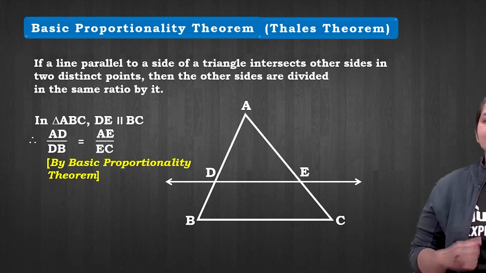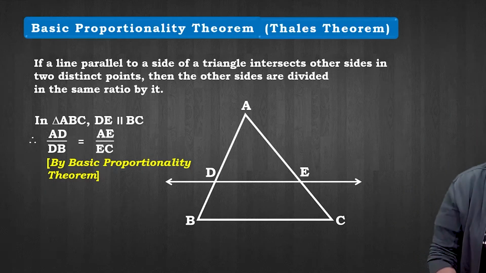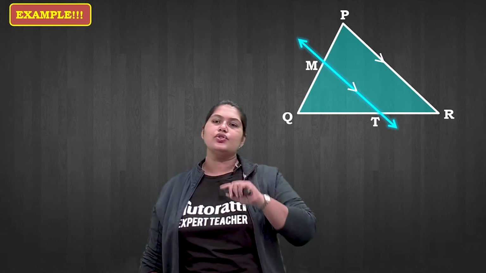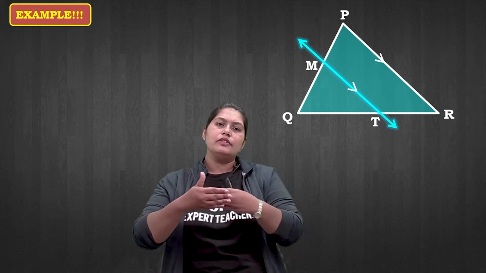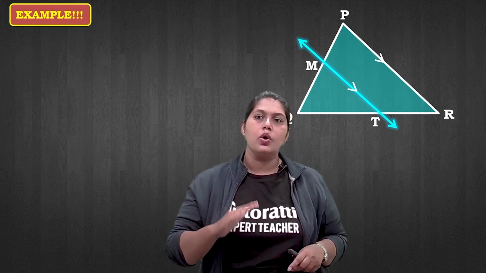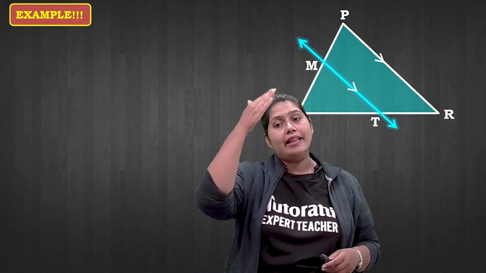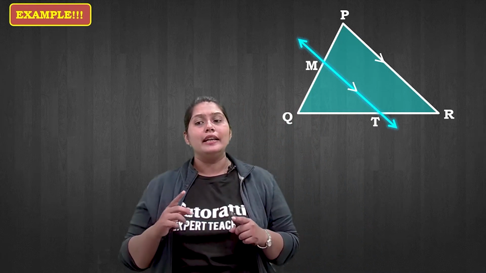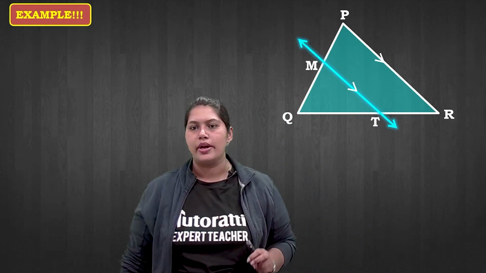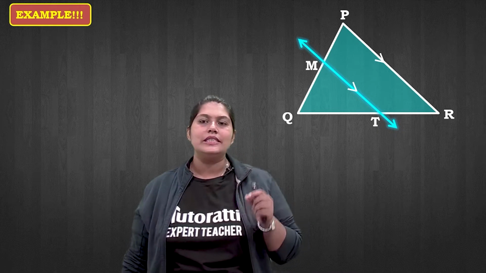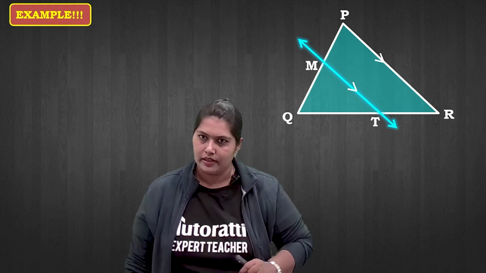Now, let's understand an example based on this. So, in this example, we are going to take this figure. Okay? So, this is triangle PQR. Now, instead of the base BC, we have the base here as PR, which is on the upper end, right? And the line MT is intersecting PQ and RQ at two distinct points, M and T respectively. So, MT is parallel to PR, right?